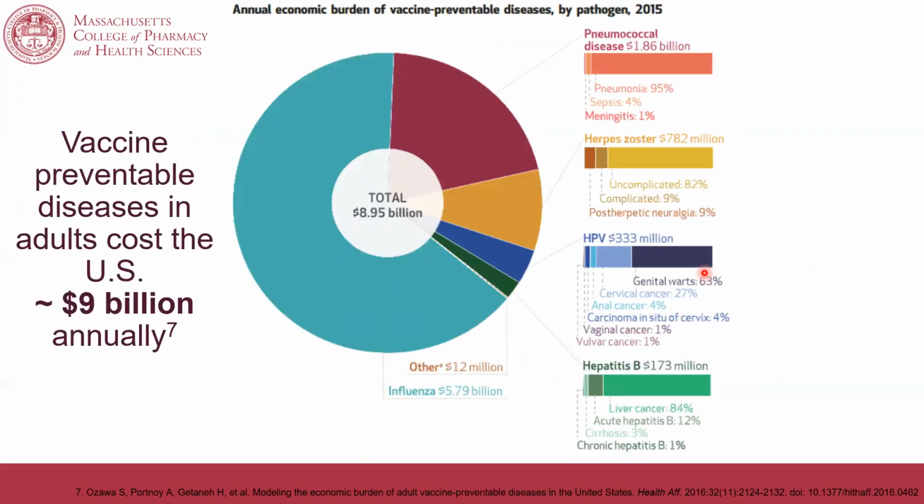And as I mentioned before, vaccines are cost effective. Vaccine preventable diseases in adults cost the US around $9 billion annually. And this was reported by a study that really looked at the economic burden of these preventable diseases in 2015. And again, this is the most up-to-date information I can find. And this study was really cool because they assessed how much it costs for each of these pathogens if there was no vaccine.